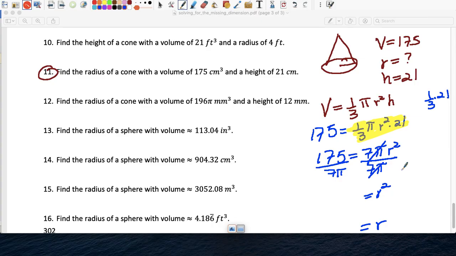We take 175 divided by 7 pi, and we get this really ugly number, 7.957747155 and so on. So we take the square root of the right side and the square root of the left side. Square root button, highlight 7.957747155, and the square root of that gives me that the radius is approximately 2.18, rounded.